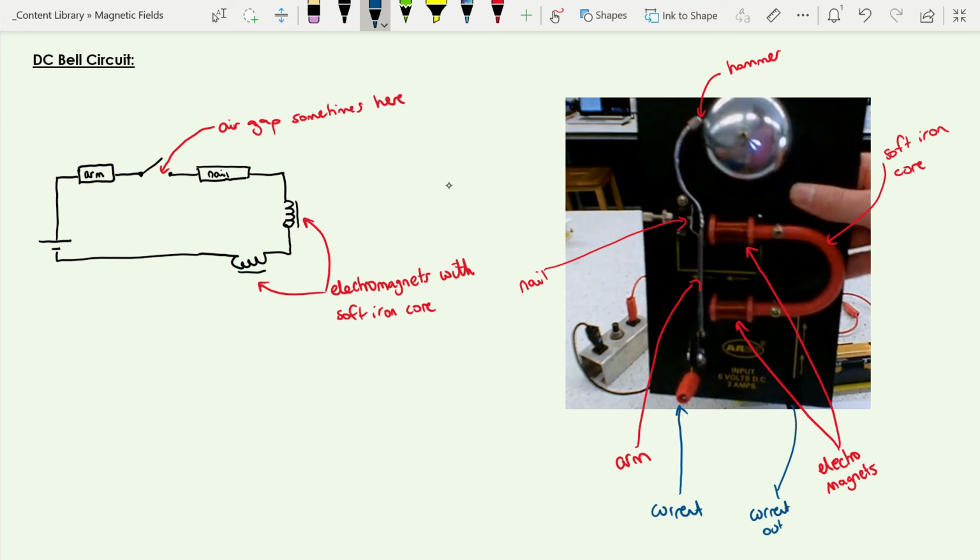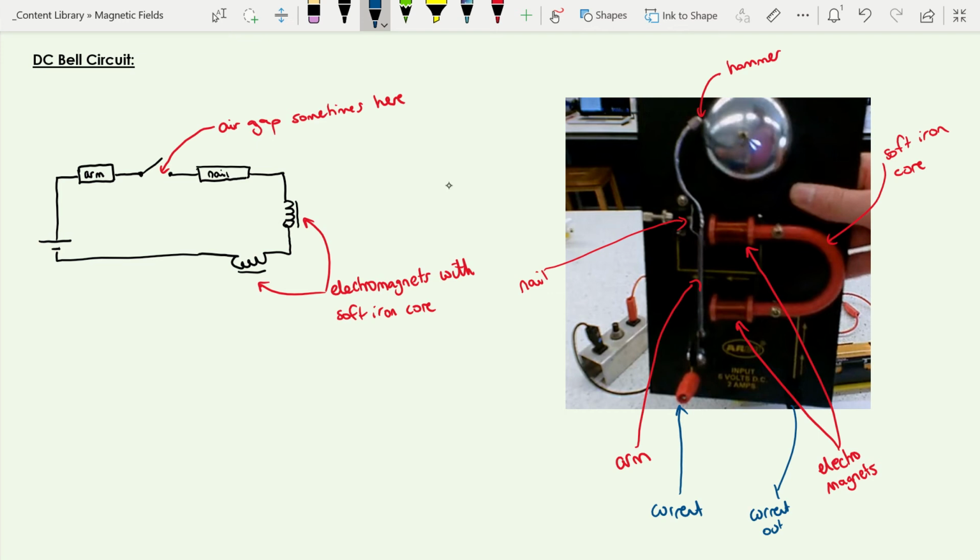That's what I'm showing on my circuit diagram: the current comes in and goes straight into the arm. The arm will have some resistance, which is why I'm representing it as a resistor. At the moment there isn't an air gap, but the air gap can form in between the arm and the nail. The nail again has been shown as a resistor, but the air gap can form in here. I've shown that as a switch because sometimes there is an air gap, sometimes there isn't.